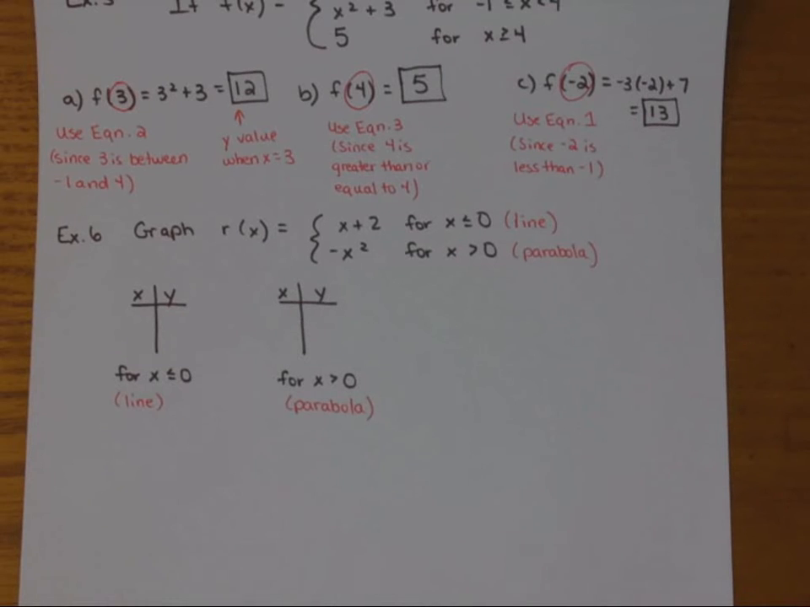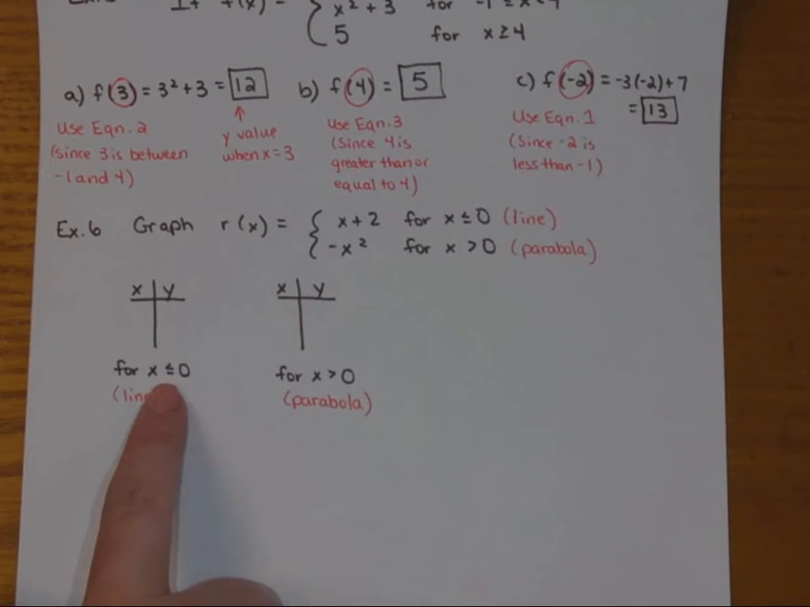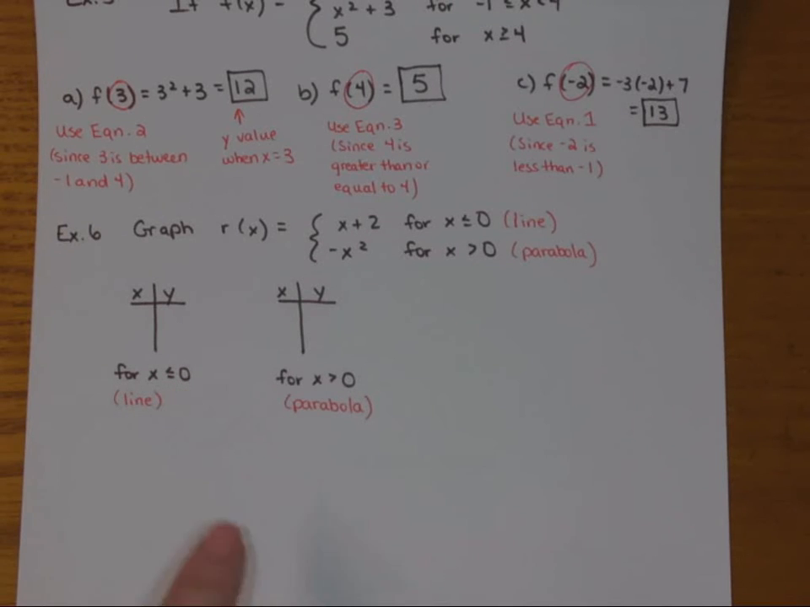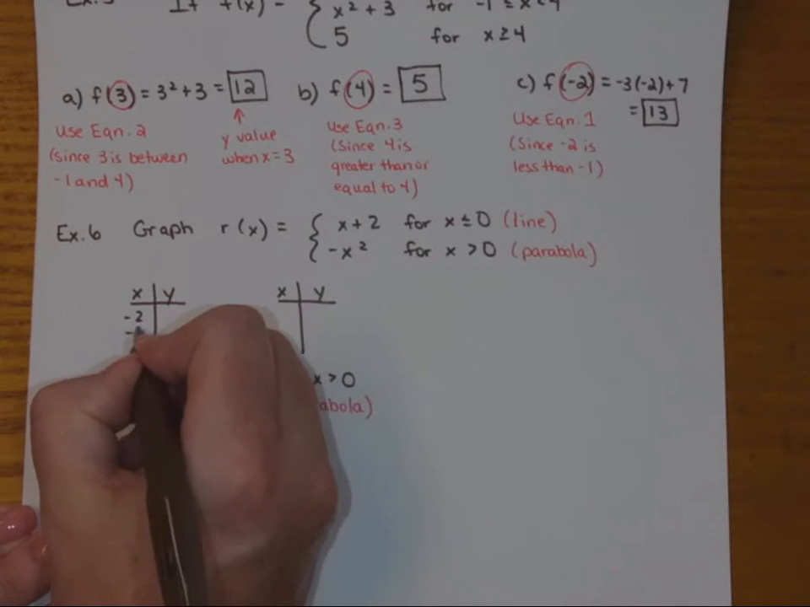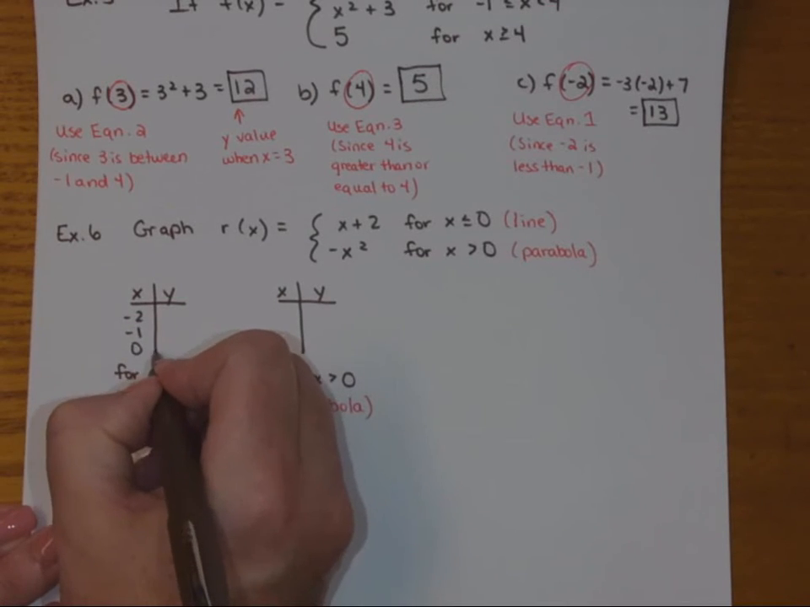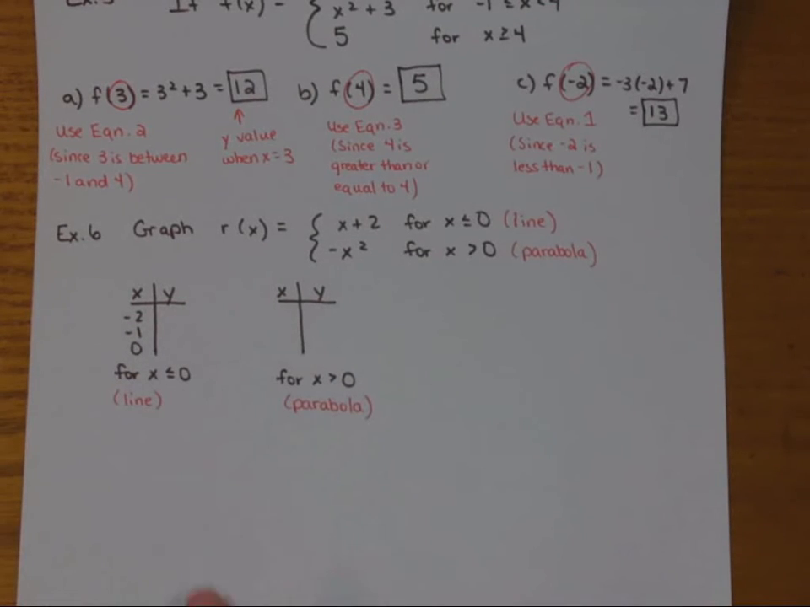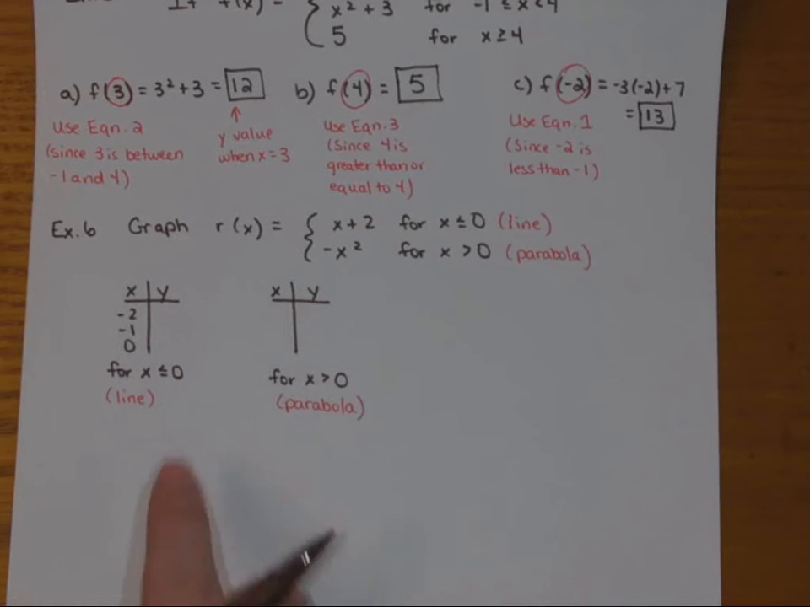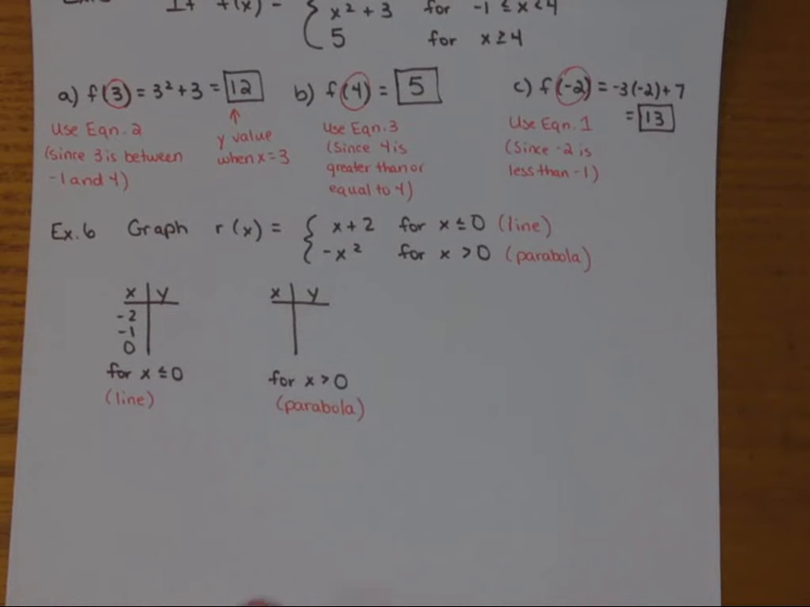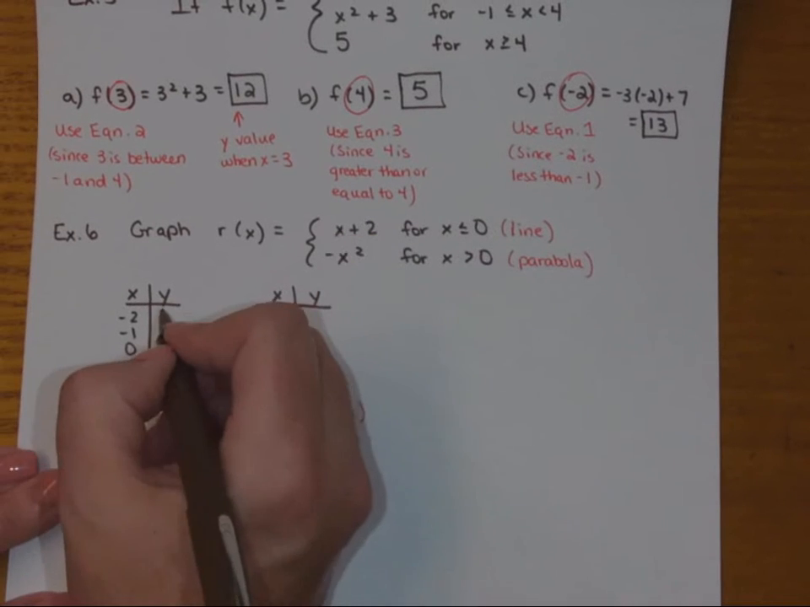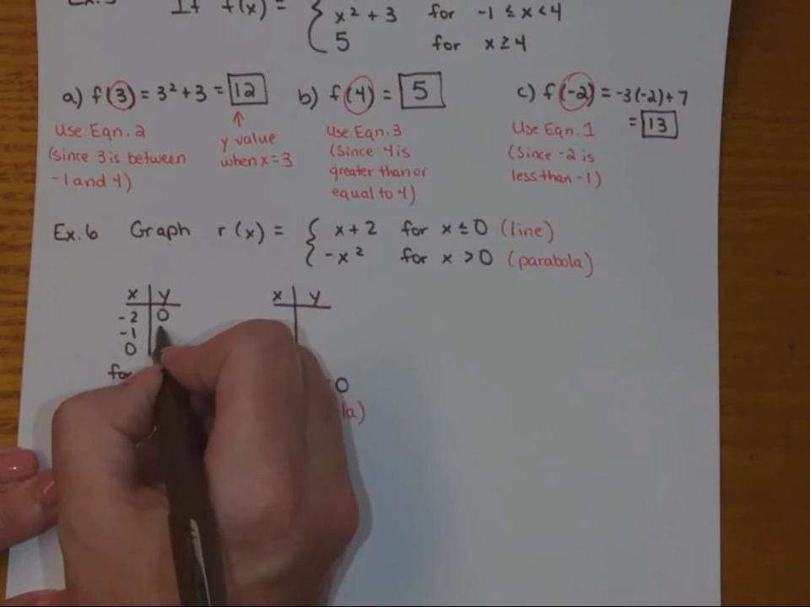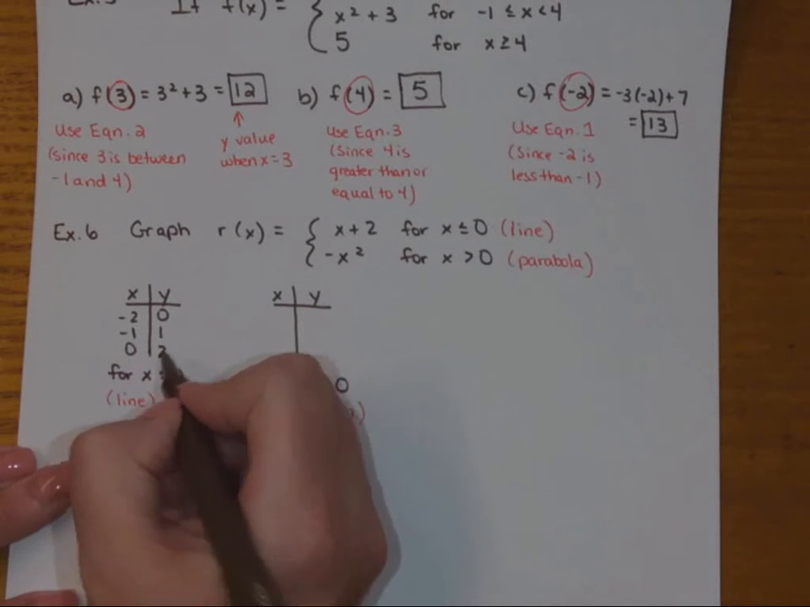Okay? So notice I can't just pick any x's I want. I need to stick with x's that are less than or equal to 0. Okay? So some things that are less than or equal to 0 might be like -2, -1. Always go right up to the edge, so you want to pick 0 in this case. In other words, pick the actual ending point there. Okay, so let's plug those in into the line equation, right? So -2 plus 2 is 0, -1 plus 2 is 1, 0 plus 2 is 2.